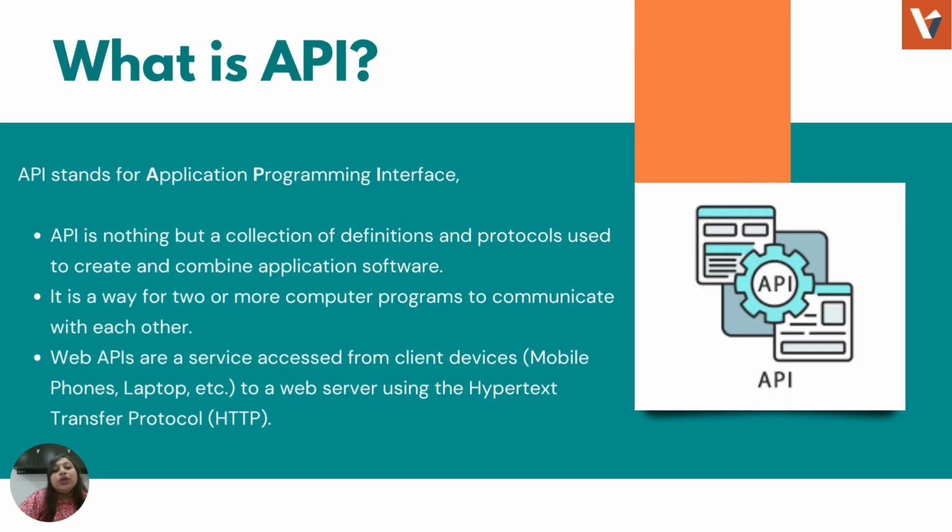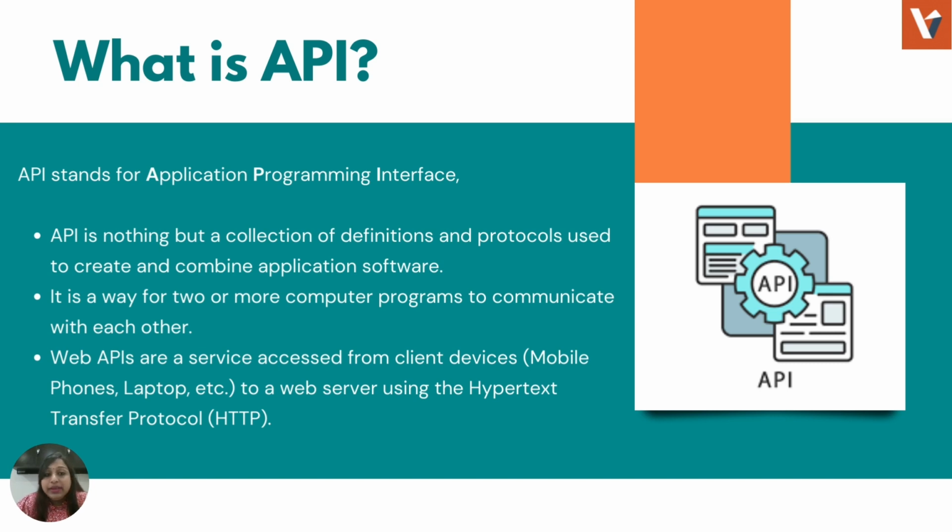Now let's come to the topic, what is an API? API stands for Application Programming Interface. As you can see in the figure, two computer program blocks are trying to communicate with each other using an API.